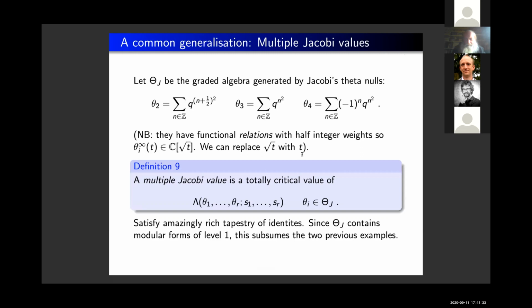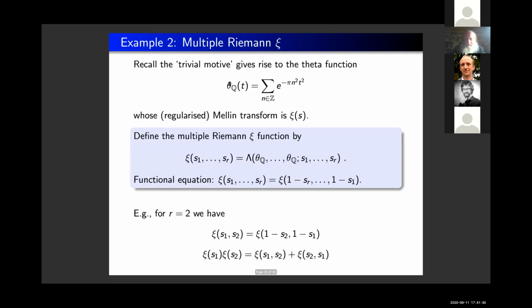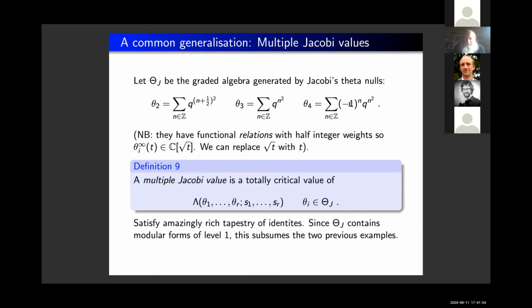Here's something I'd like to put out there that generalizes the 2 previous examples. It's what I'd like to call multiple Jacobi values. So we saw that, going back again, the theta function was just one of Jacobi's theta functions. Well, why not consider all 4 of them? So here they are. They're the theta null values. They go back a very long time.